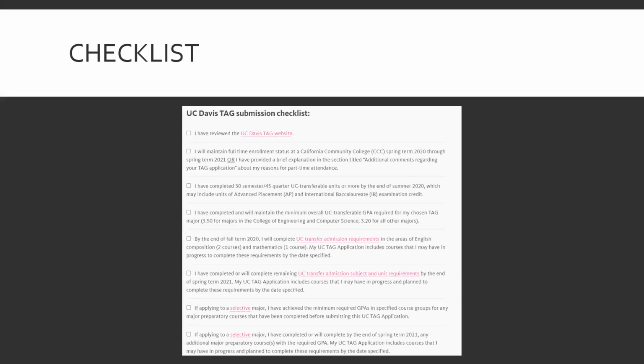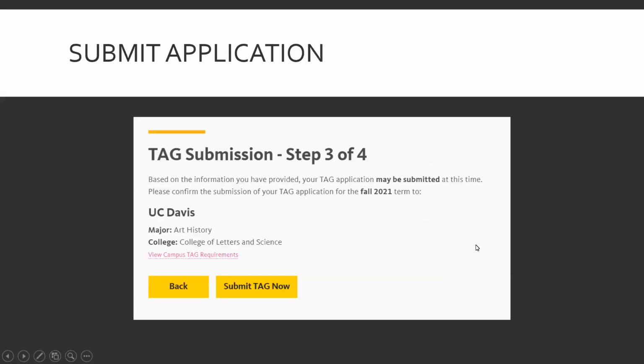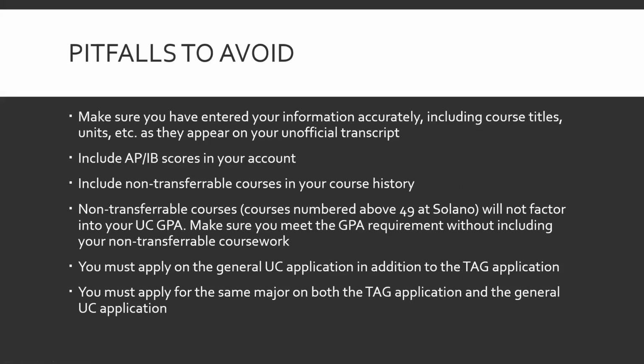Then there will be a checklist. I used UC Davis for this example because many of our students do apply to UC Davis for TAG, so I wanted to give an example that was going to be relevant to many of our students. You can see there's a checklist here, and it's just going to make sure that you've read all of the requirements for a TAG on the UC Davis website and have you ensure that you've completed everything. Finally, again, it will have you review everything that you've submitted so far, and then you can go to submit the TAG application. So it's as simple as that.